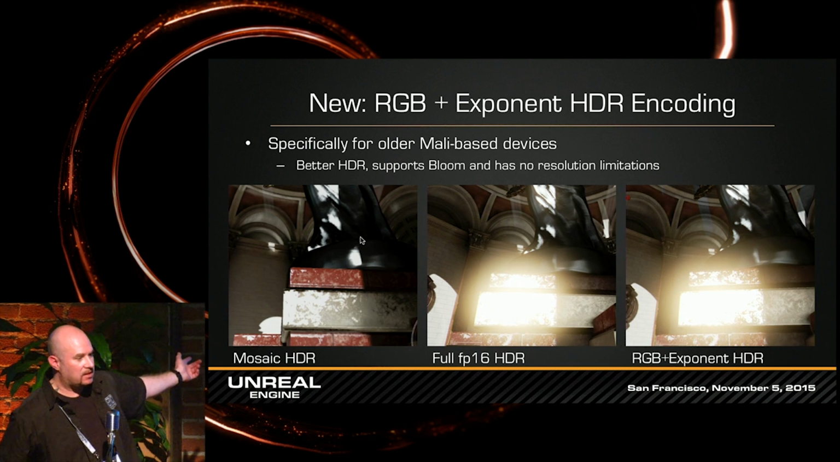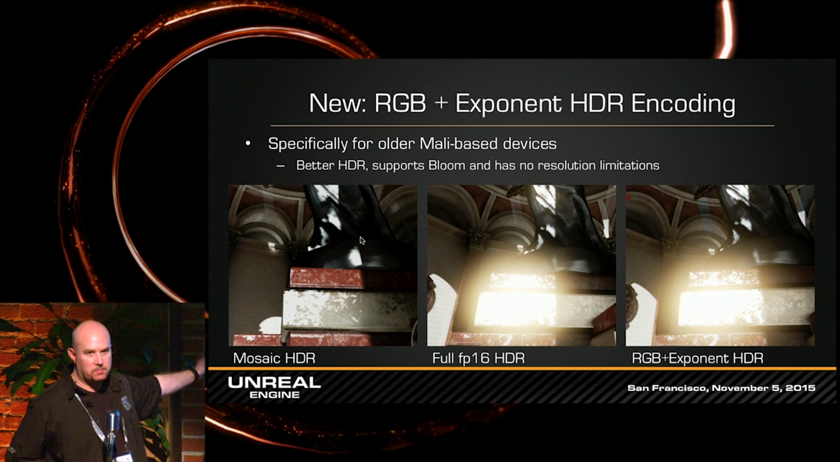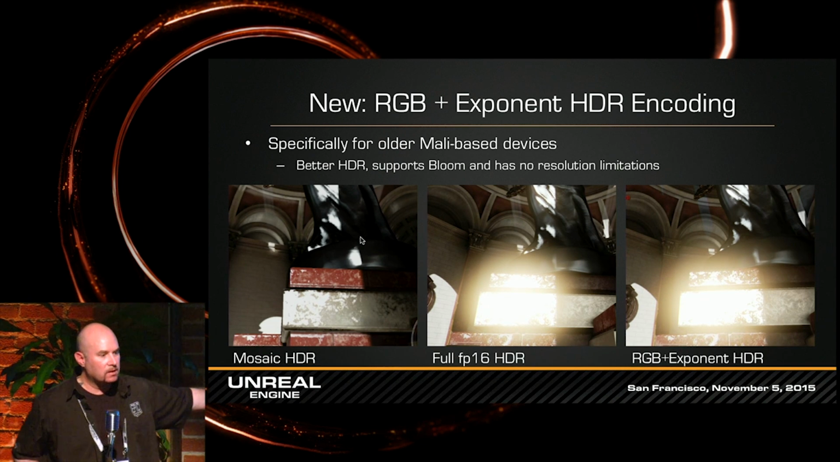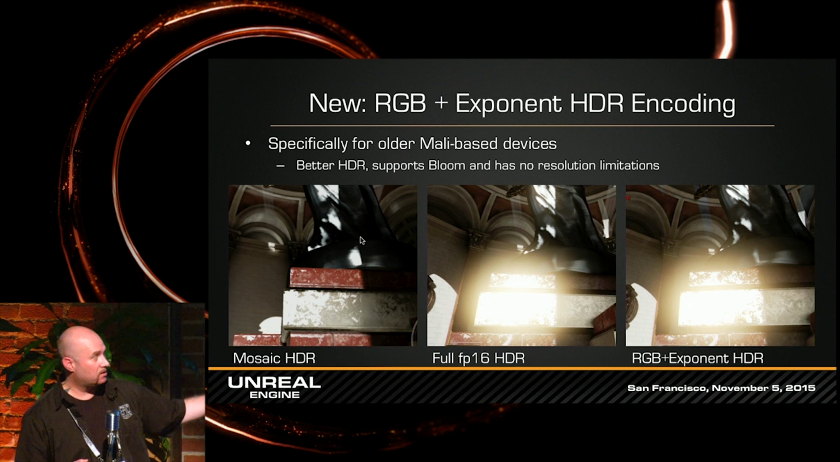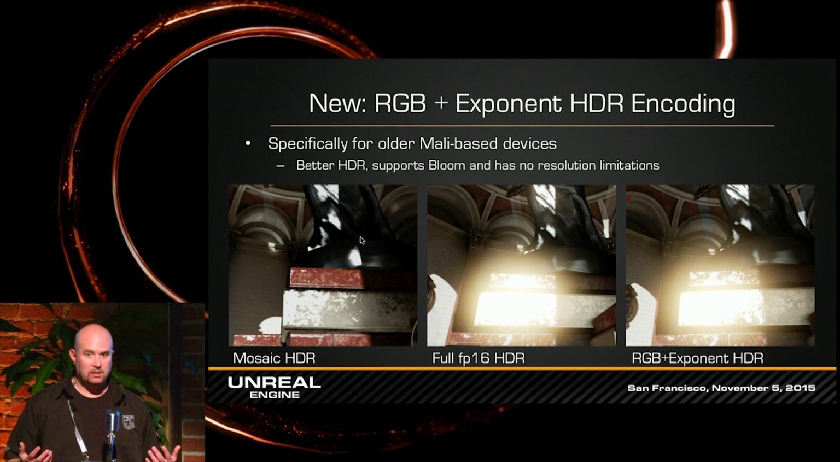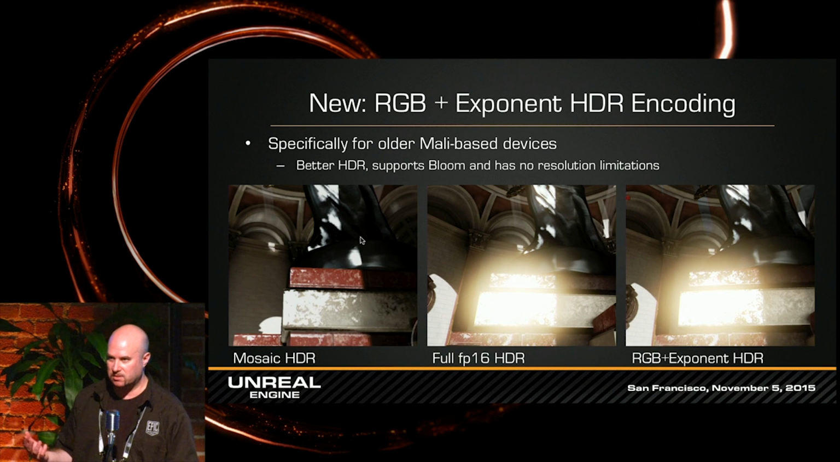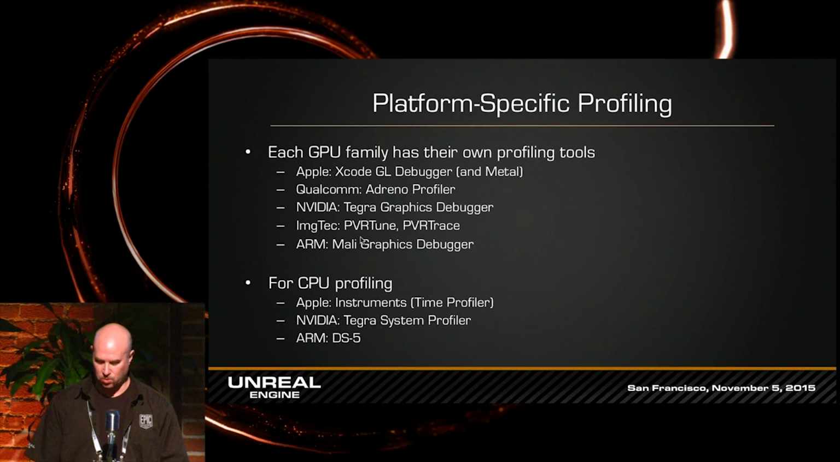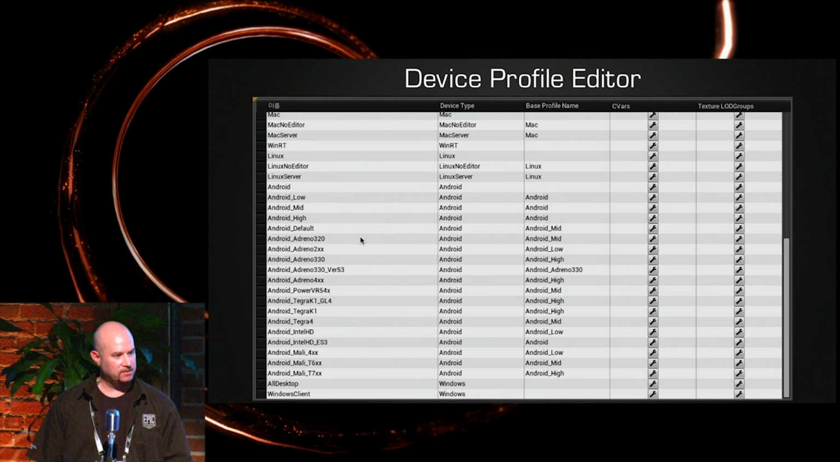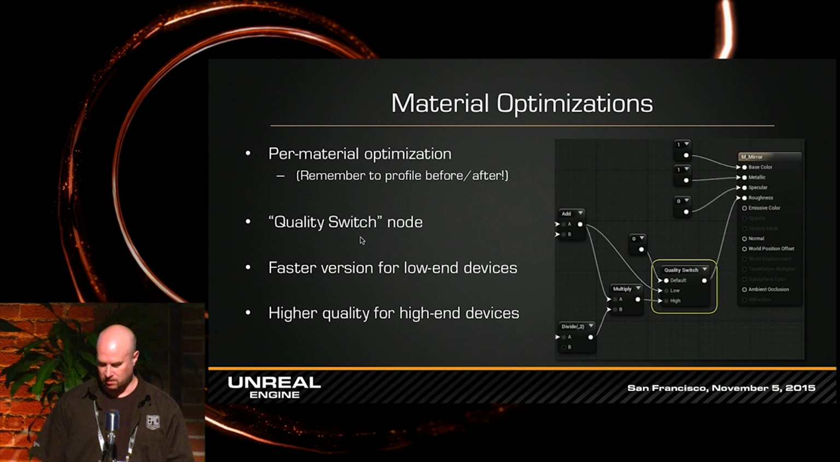On the left-hand side, you see the current compromise, the mosaic HDR, where we can't have bloom, primarily for ARM Mali GPUs. In the middle, you have how it looks on a device with a full FP16 render target, full HDR colors, where we can have bloom. And on the far right side, you see our new encoding, where we store HDR colors in 8-bit with RGB plus an exponent encoding. So that's new, coming. Whoa, it just optimized all my slides away.